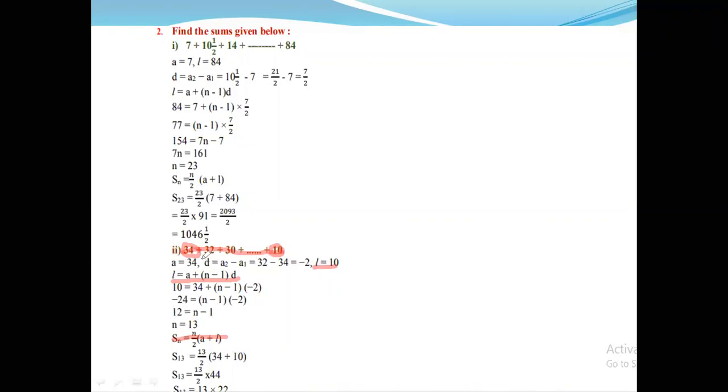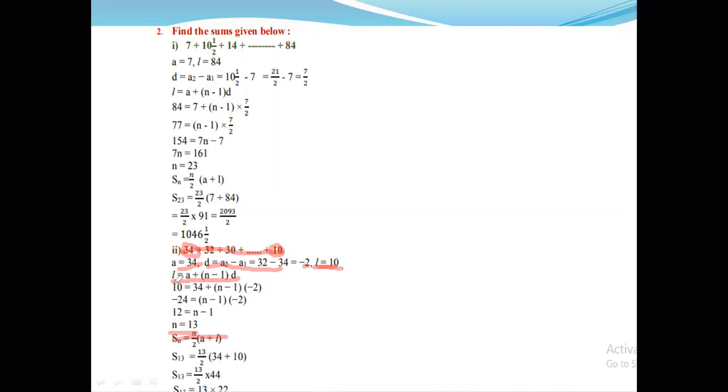What we have to do? a is equal to 34, they have written it here. So d is equal to the difference. If we subtract 34 from 32, we get minus 2. Minus 2, we have written it here. l, the last term, is 10. So we don't know the number n. How many terms are there? We don't know, so we have to find n here.